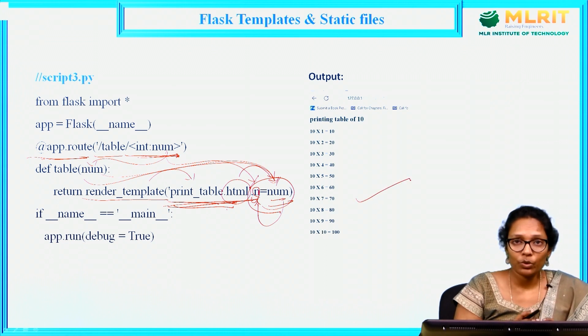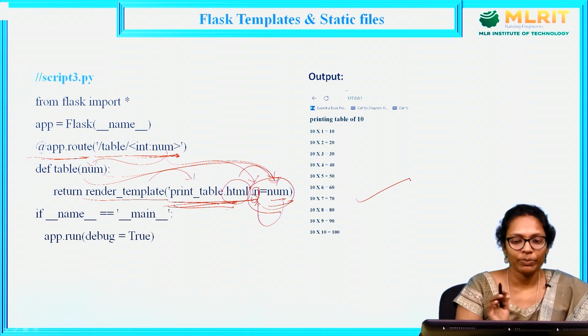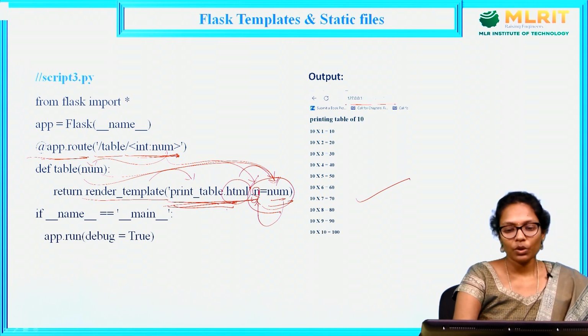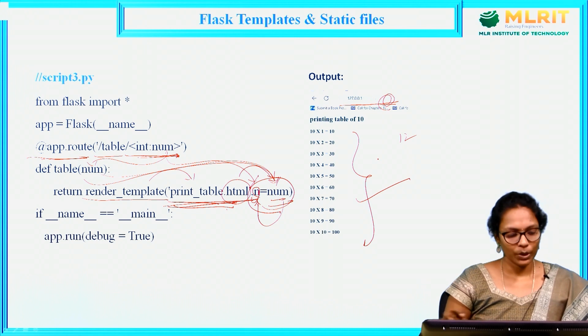I need to execute the Python file again. I don't need to execute the HTML. Why? Because HTML is not a front end here. The Python is using HTML as an output file. So now if I call this URL slash table slash number 10, I am getting the table of 10. If I pass 12 in place of 10, I will get the table of 12.